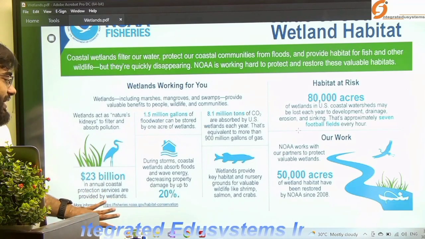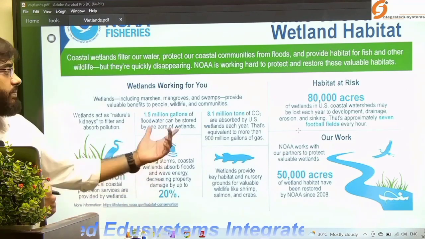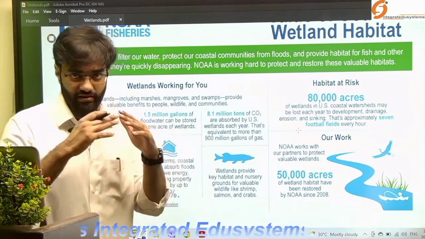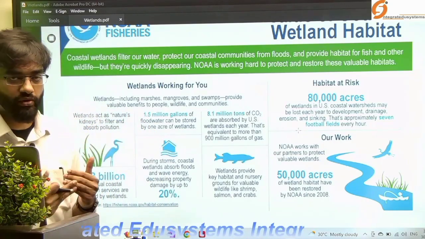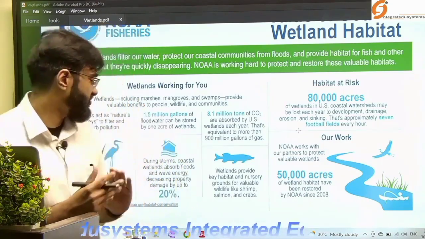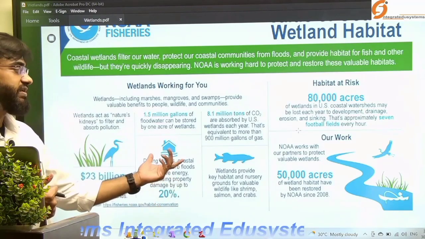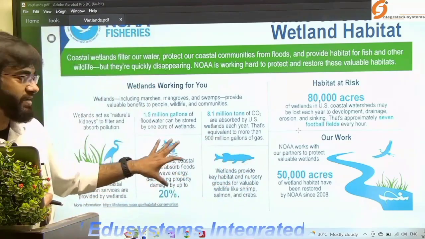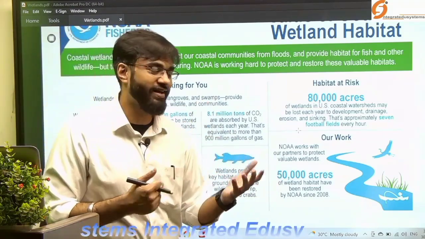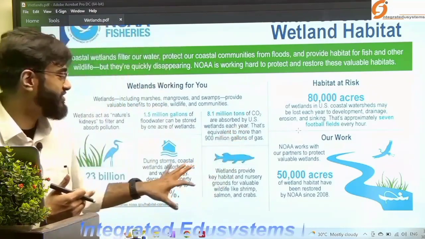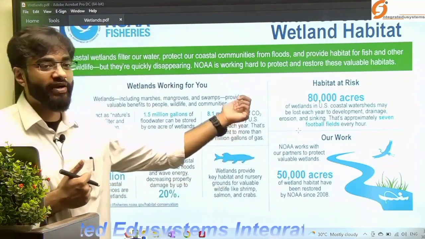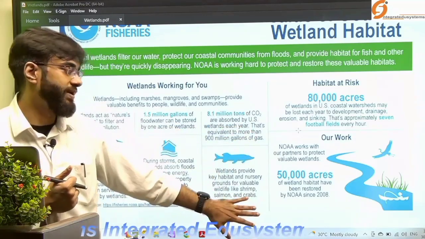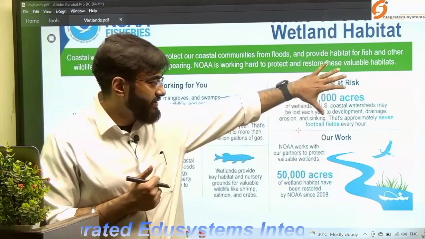Then 23 billion in annual coastal services, 1.5 million gallons. During storms, we have already discussed how they affect the infiltration of water and prevent runoff. Of course, when flooding takes place, like you have been observing recently, Pakistan has been devastated, and finally it is looking towards India for help. Then 8.1 million tons of CO2. Then valuable wildlife like shrimp, salmon and crabs. Then habitat, this is another analysis.